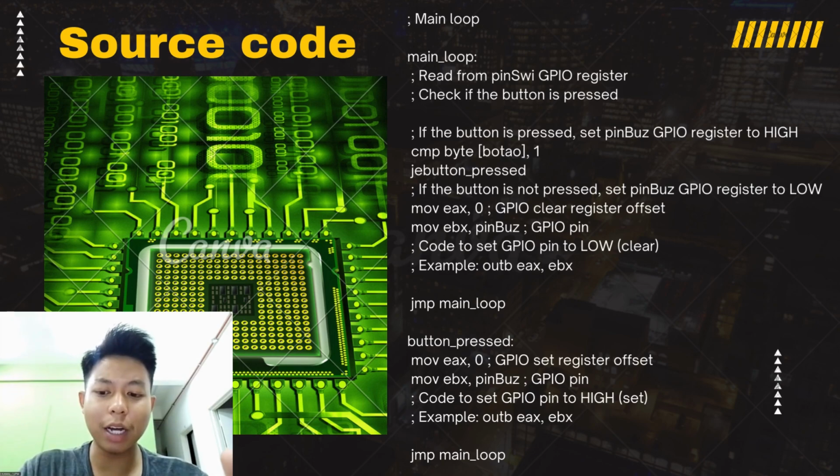If it's pressed, the system sets the GPIO pin to set the buzzer to high, simulating the activation of the doorbell. On the contrary, if the button is not pressed, the buzzer pin is set to low, simulating the deactivation. The code cleverly utilizes a flag BOTAO to detect the button presses, and the main loop ensures continuous monitoring of the button state. This concise assembly code demonstrates the fundamental logic of our project.